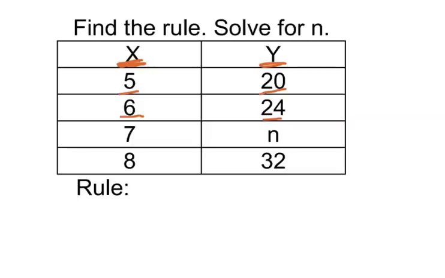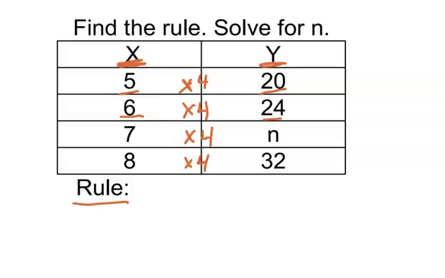I think 5 times 4 will give me 20. And as long as that works for everything else, that's our rule. 6 times 4 is 24. 8 times 4 is 32. And so obviously to find n, we're going to have to do 7 times 4. But first, let's find the rule.